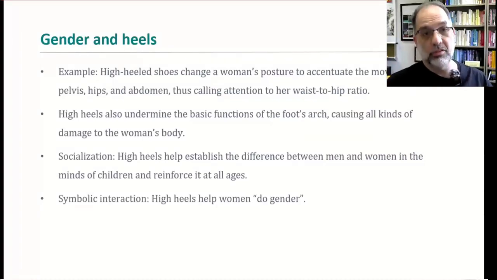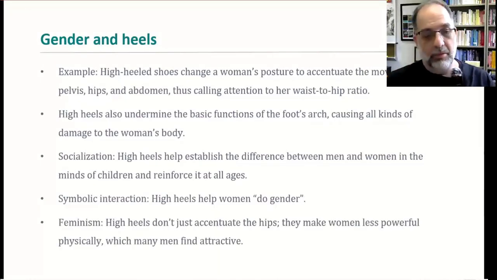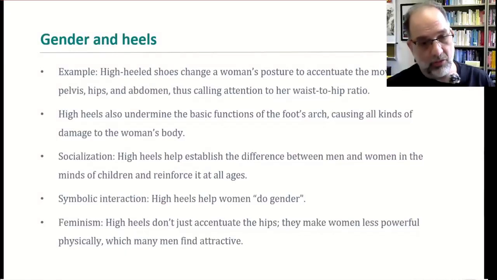Okay, so in terms of the theory of symbolic interaction, high heels are one way that women perform femaleness and that men perform looking at femaleness. Okay. From the feminist perspective, all this is not gender neutral, or not neutral at all.